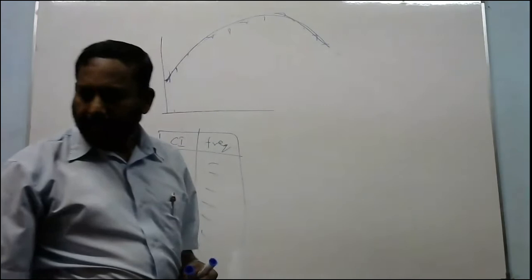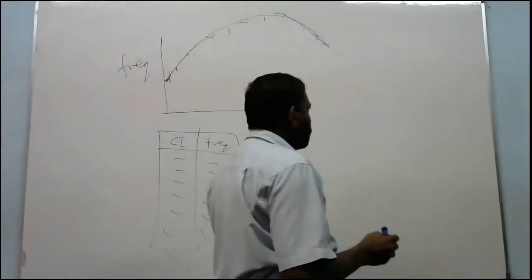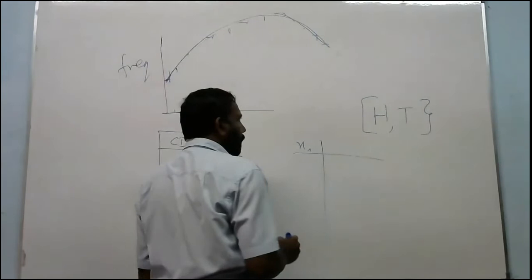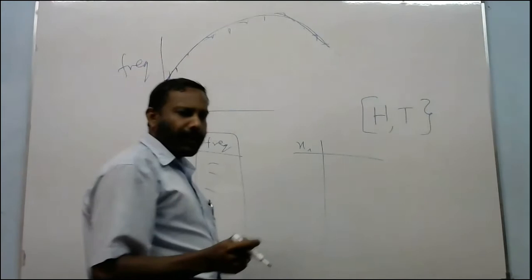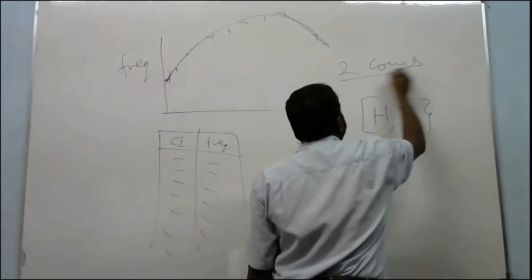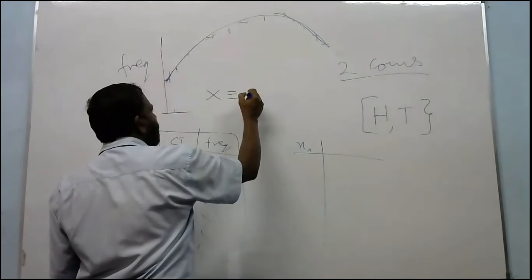Right, I'm going to toss a coin. What are the possible chances? Head or tail? Head is possible, or tail is possible. Right? Now, when you toss 2 coins, let's say I'm going to toss two coins. So let's say X is a variable, a random variable, as you all said.